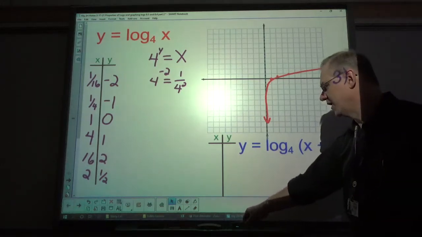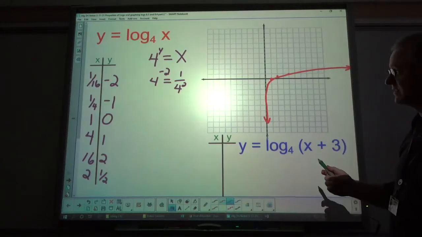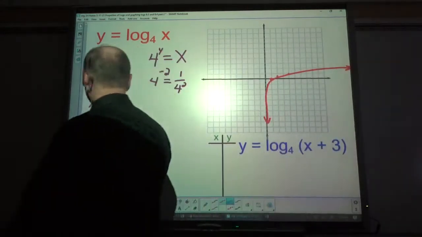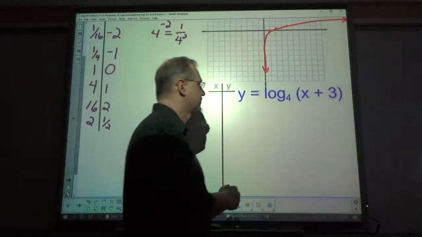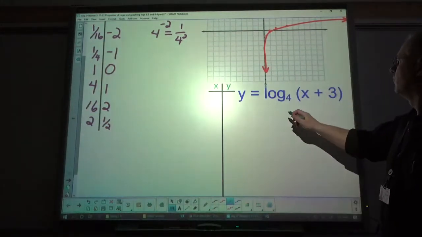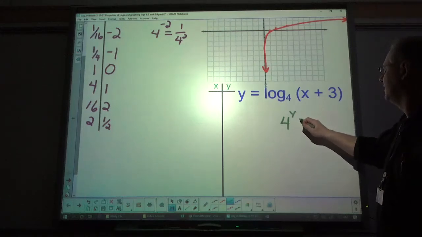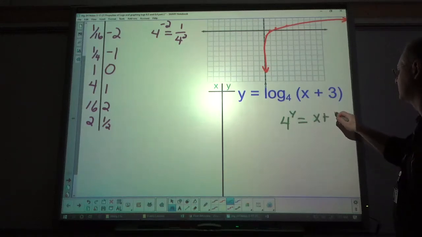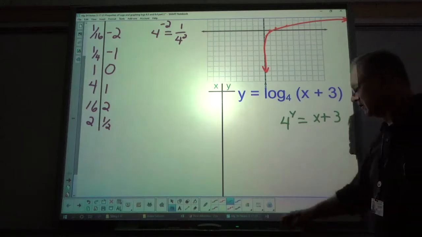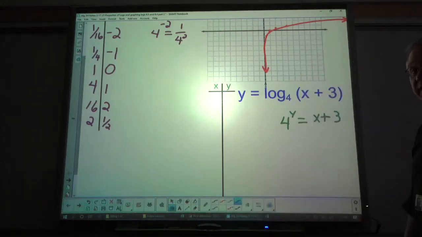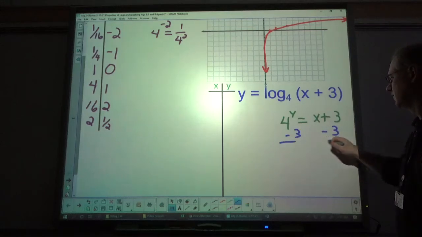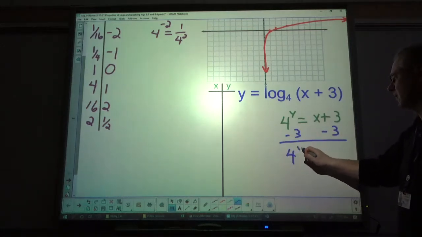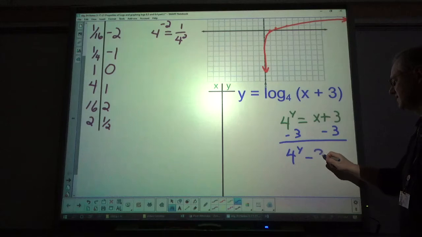All right, I'm going to rewrite this. It's important to see the change in the rewriting. 4 to the y equals x plus 3. We want x by itself, so I'm going to subtract 3. So this is 4 to the y, and then minus the number 3, not an exponent, equals x.